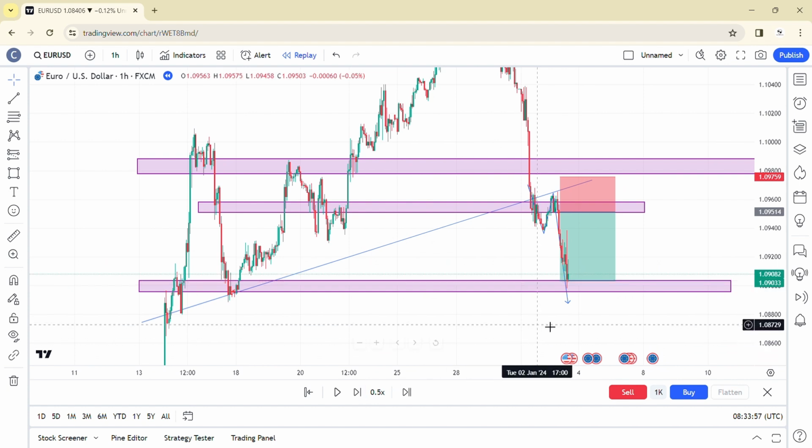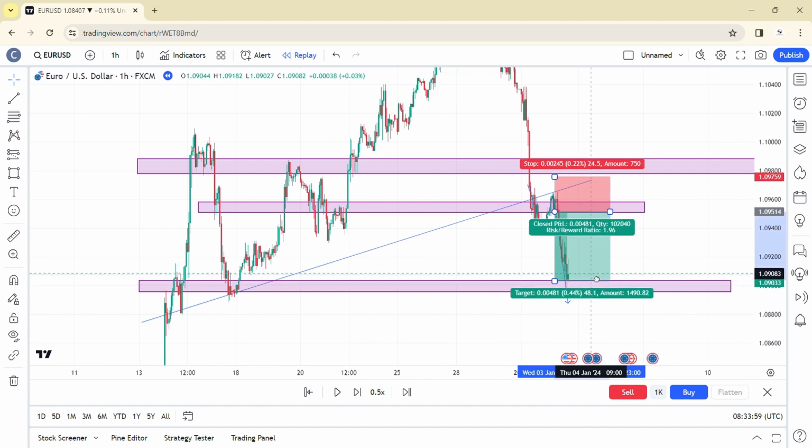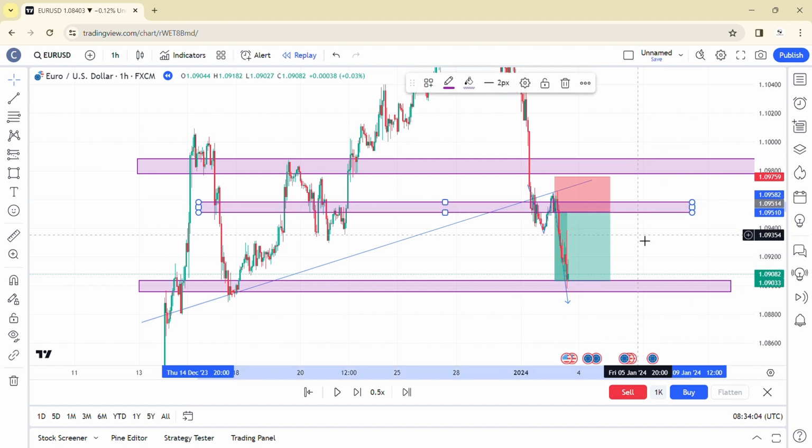Price went straight to our TP. You can see break and retest at its finest. Okay, so guys, that's it for today. You can go ahead and backtest on your own.